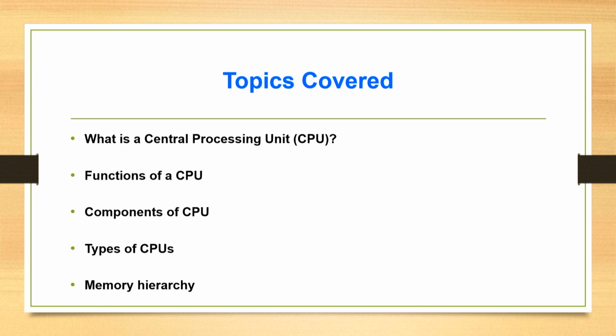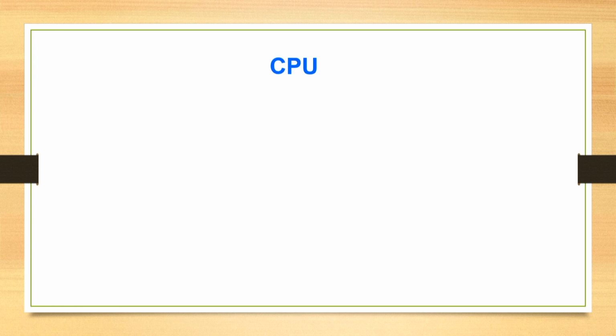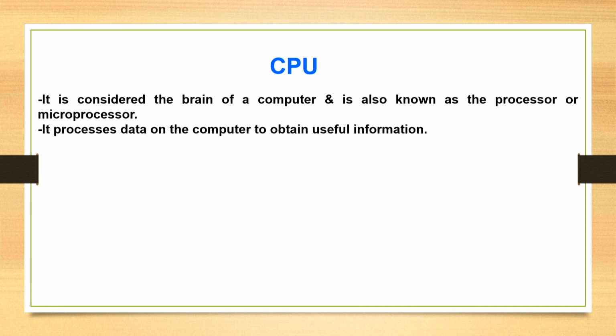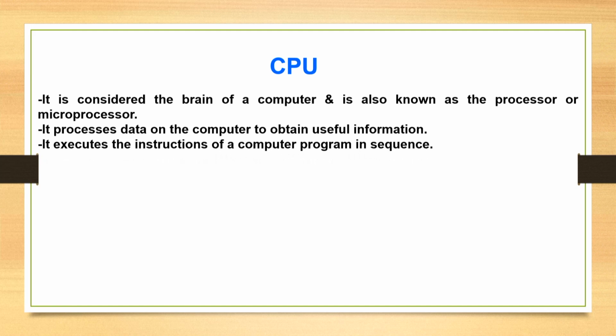So let's start with the definition of a CPU, that is the Central Processing Unit. CPU is also called a processor or microprocessor. It's considered the brain of a computer system. Why is it considered the brain of a computer system? Because data is processed in the CPU. We get data input through the input devices, and that is processed through the CPU, and after that we get the information. It executes the instructions of a computer program in sequence.